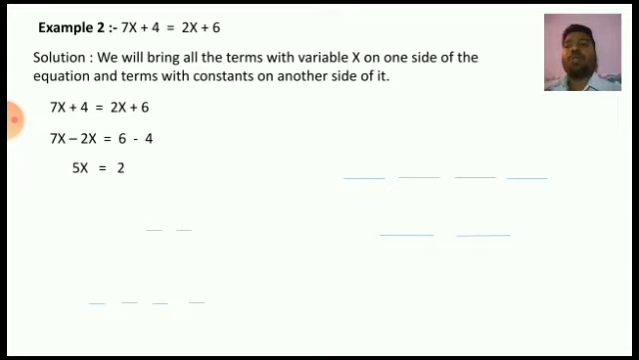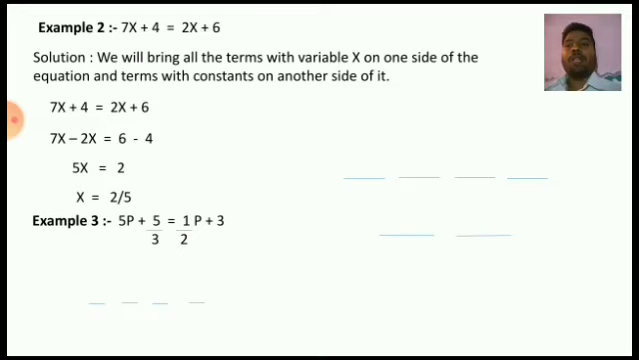So 7x minus 2x how many? 5x, and 6 minus 4 how many? 2. So what is the value of x? x is equal to 2 divided by 5. We only shift the 5 on the right hand side so that it gets divided. So the value of x is how many? 2 divided by 5.